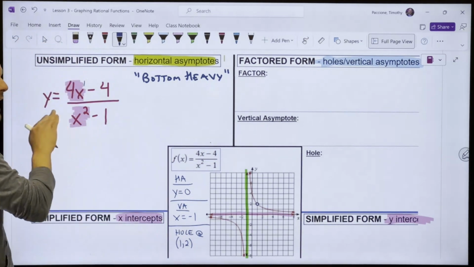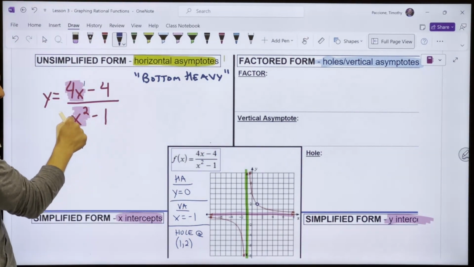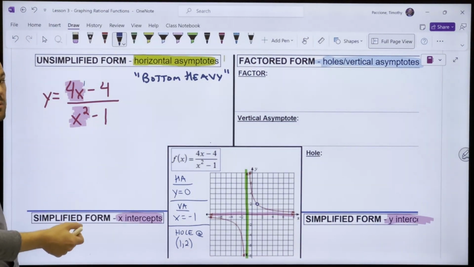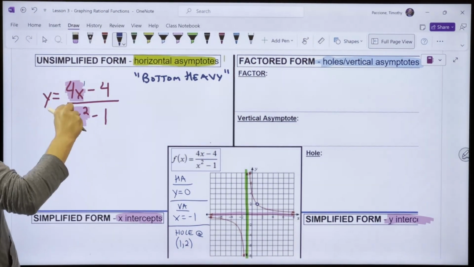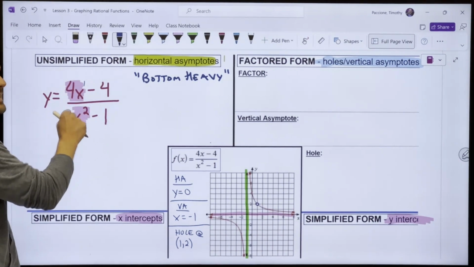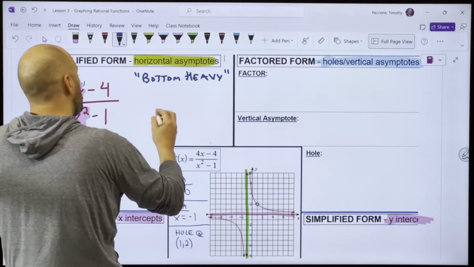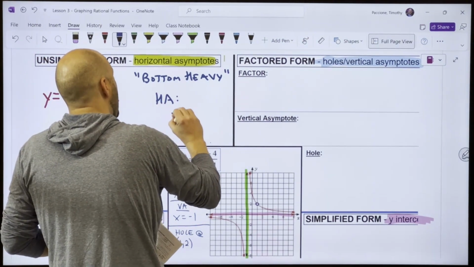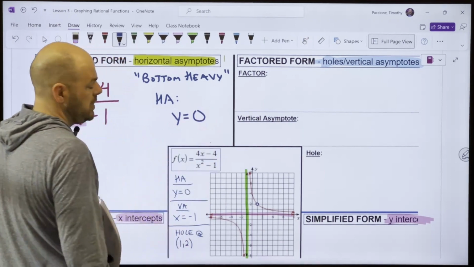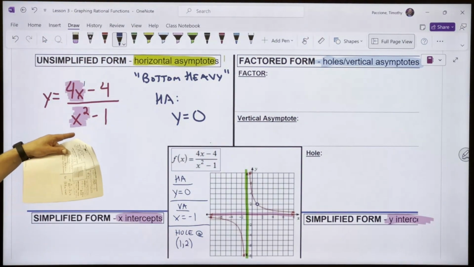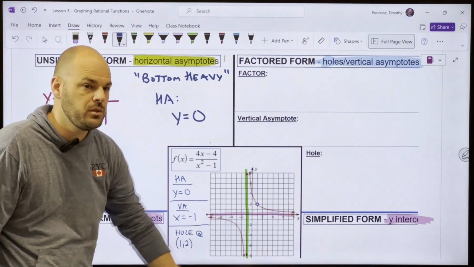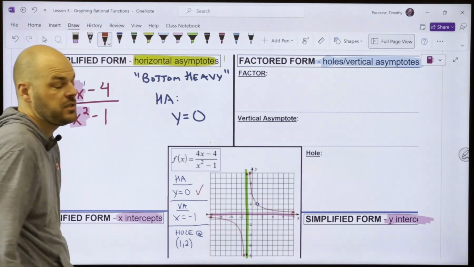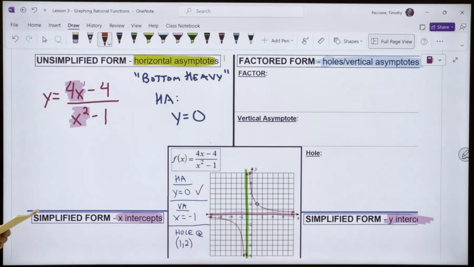And because of that, as this approaches infinity, this bottom is going to grow much faster than the top, and you're going to divide by a bigger and bigger number, making your result smaller and smaller. So anytime this is the case, as you approach infinity, your horizontal asymptote will be y equals 0, okay? Because you're just going to keep dividing by a bigger number. Well, that means you're going to get closer and closer to 0, and that is indeed the case. That is our horizontal asymptote, okay?